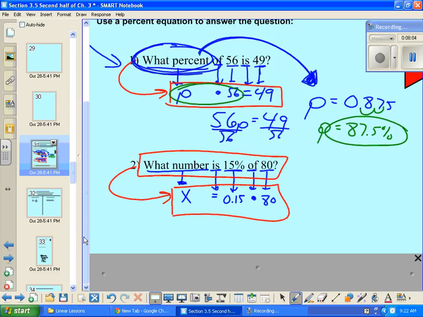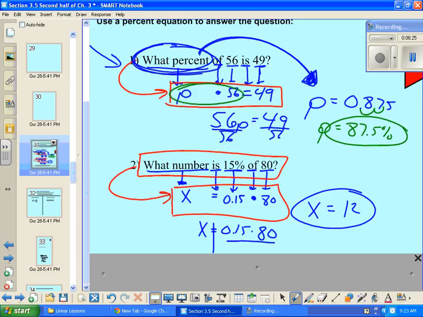So in this one, if I just rewrite it here, x equals 0.15 times 80. All I have to do is I already have this solved for x. I just got to take 0.15 times 80, and that's going to give me my answer. And so in this case, I think I end up getting 12. So 80 times 0.15 should give me 12. I'll double check my own mental math here, but 80 times 0.15 gives me, yep, should be 12.